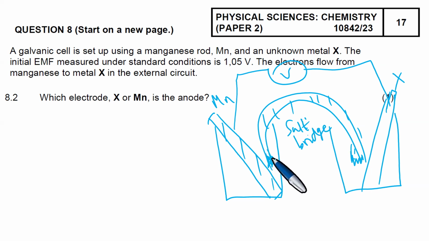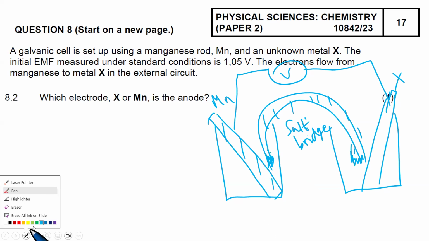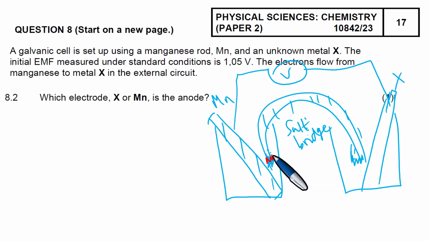Because this solution is going to run out, you take some cotton wool and put it at the end of the tube so that the salt you have put in there does not run out. This is a salt bridge, so you put salt in there. Then you complete this, and suddenly you see a reading of 1.05 volts on the voltmeter, meaning there's power flowing there.